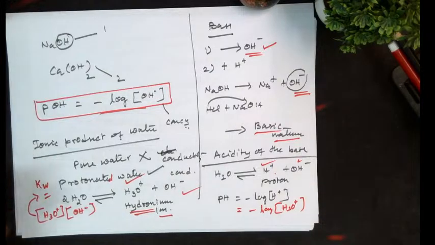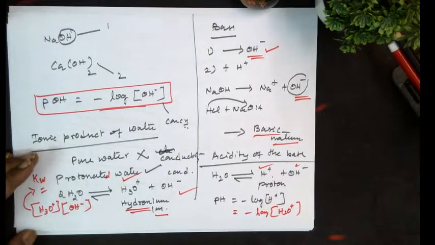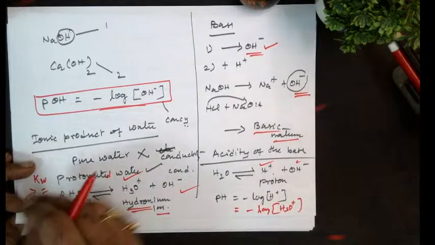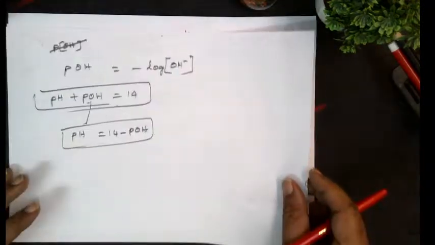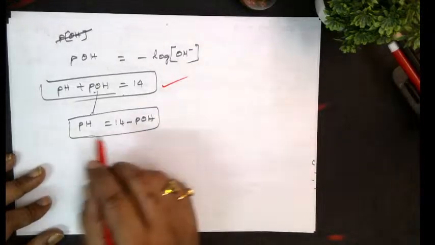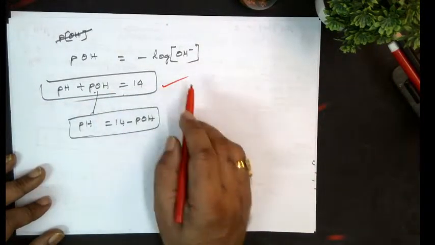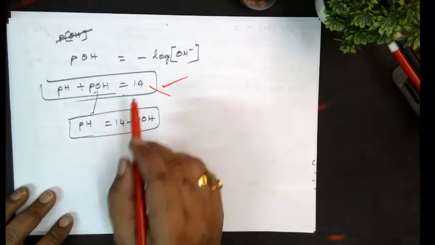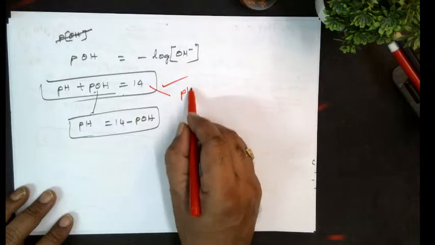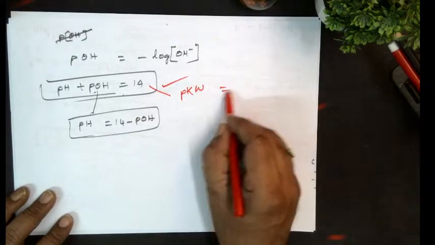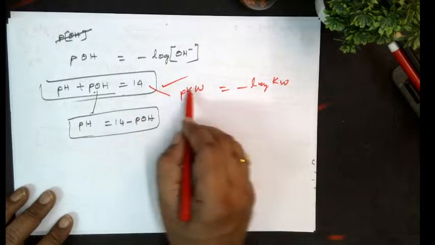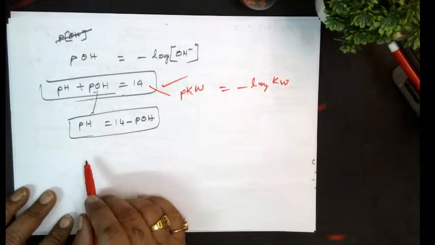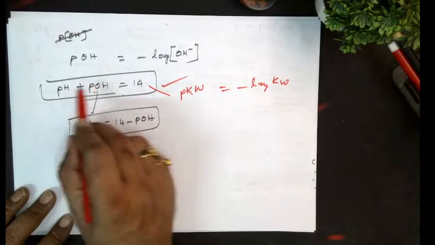Okay, Kw, the ionic product of water. Do you understand this? So we take the negative logarithm on both sides. When we do this, we get the equation pH plus pOH is equal to 14, and this 14 is the pKw value. This is called the negative logarithm of Kw, so we call it pKw. Its value is 14, and by combining pH and pOH we get 14.